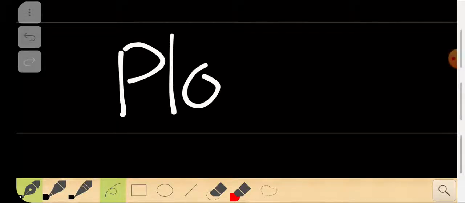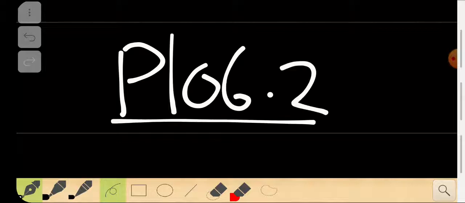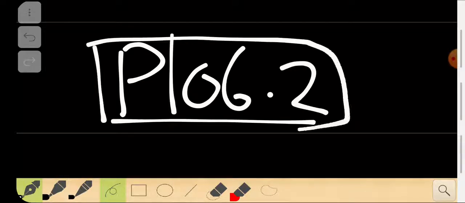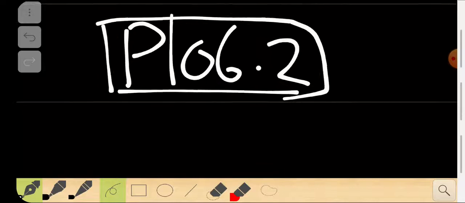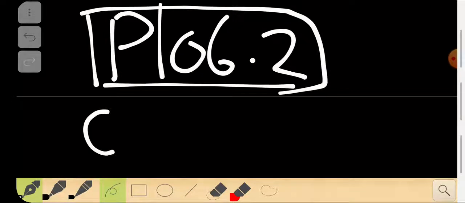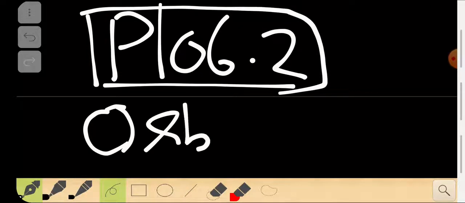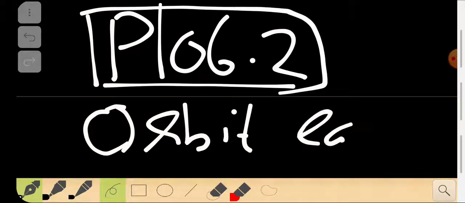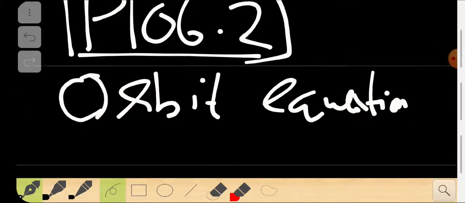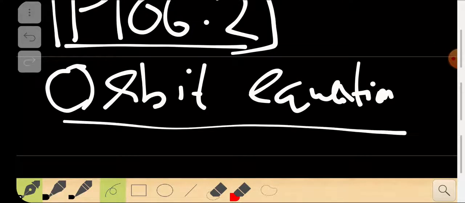This lecture is called P106.2. In this lecture, we are going to look at the orbit equation. The orbit equation is the point of concern in this lecture. So, what is the orbit equation? Before going into that, let's recap what we have done earlier.